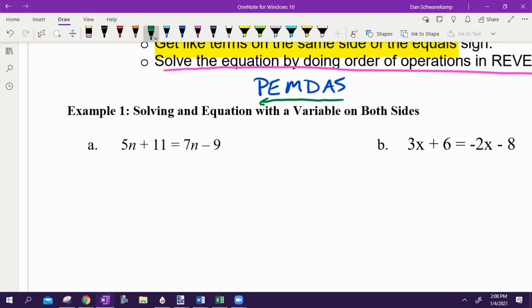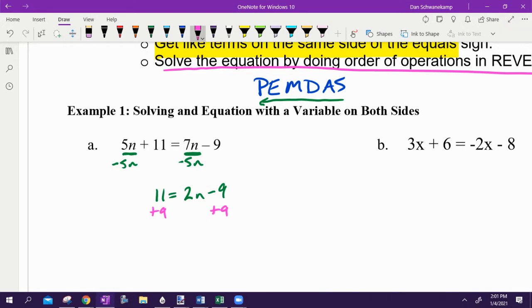All right, so solve the equation with the variable on both sides. We look at this first. I've got a 5n and a 7n. The first thing I'm going to do is get them on the same side. So I'm going to subtract 5n from both sides, moving them to the same side. So I get 11 equals 2n minus 9. I don't like these things being on different sides, so I'm going to move the numbers to the same side. I got all the letters to one side, and I'm going to get all the numbers to the same side. So I'm going to add 9 to both sides.